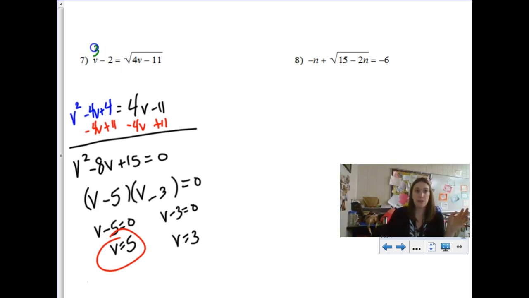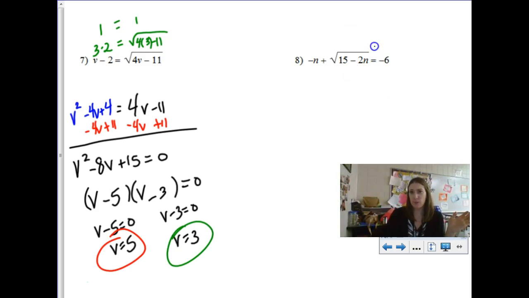3 minus 2 is 1. And then over here, 4 times 3 minus 11 square rooted. Let's see, that's 12 minus 11, so that's 1. So I get 1 equals 1. Check. So they're both good solutions. Another case where I did all the work, I got 2 solutions, and they both work.